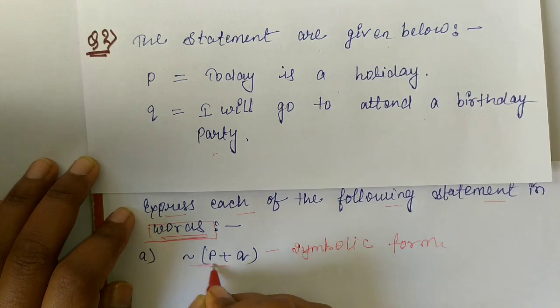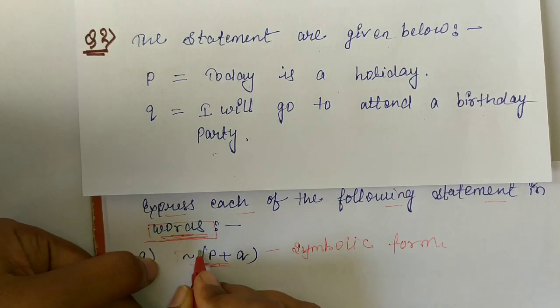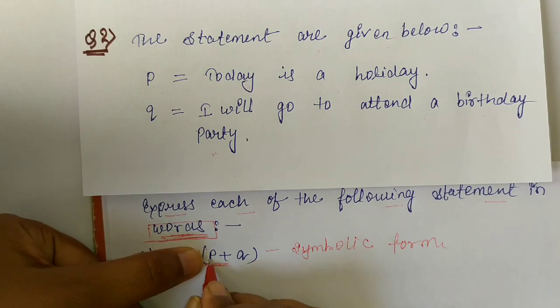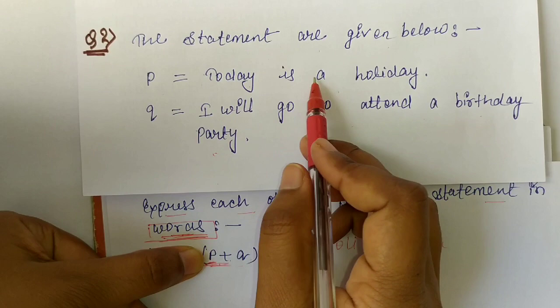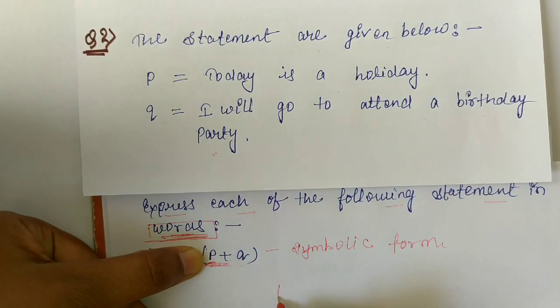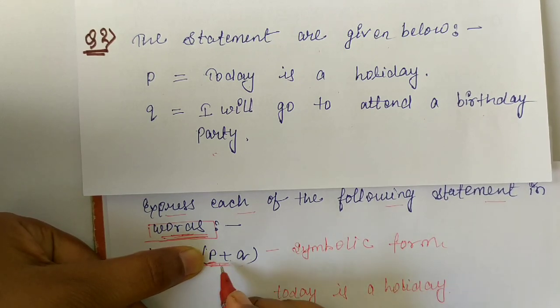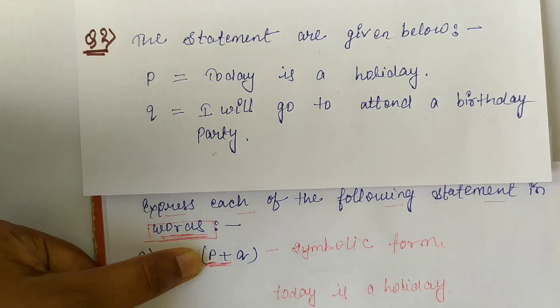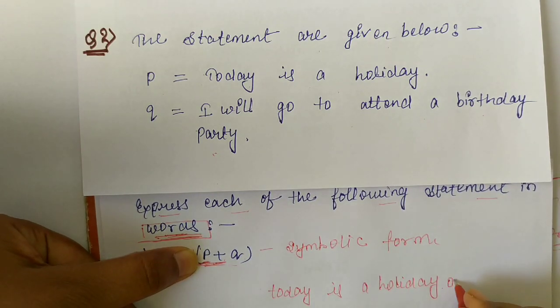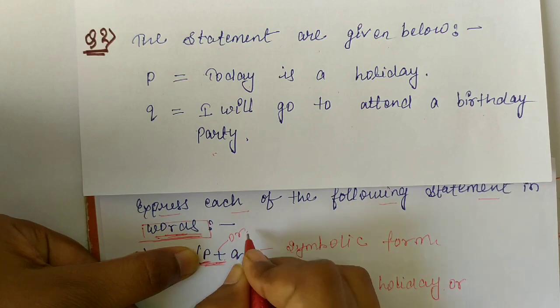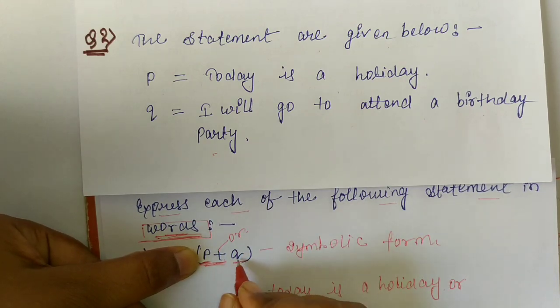We have to write in the form of words. Firstly, we have to write P plus Q. What is the value of P? P is today is a holiday. So we have to write today is a holiday. Plus means or. Q, what is the value of Q?